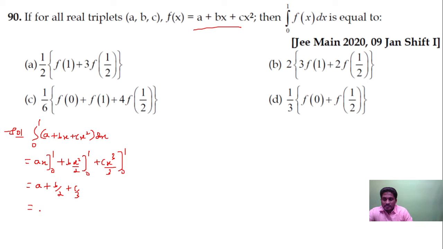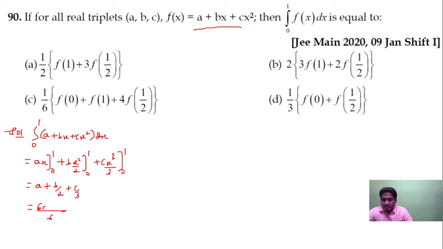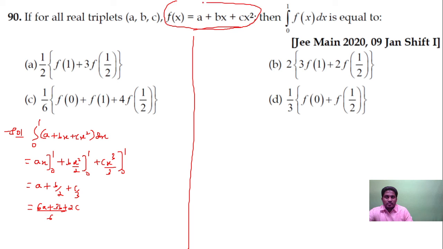If you take LCM 6, this will be equal to 6a plus 3b plus 2c. Now I should check which of the following options are true. Follow carefully. f(x) is given, so look into the options now.